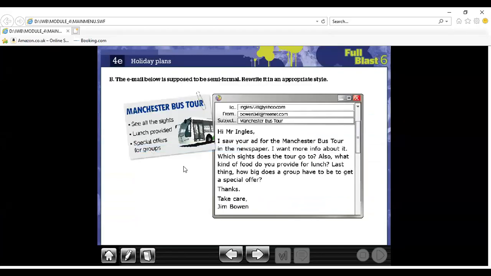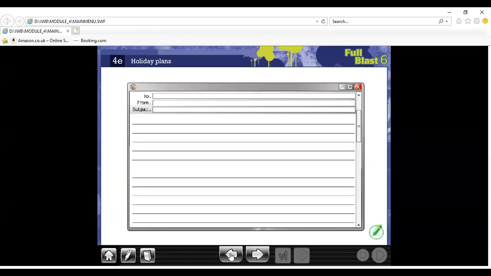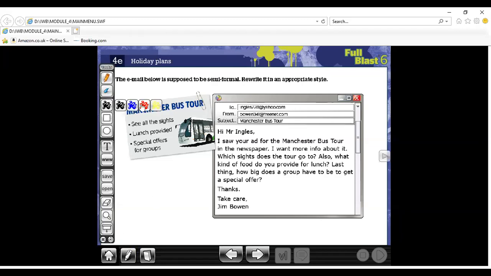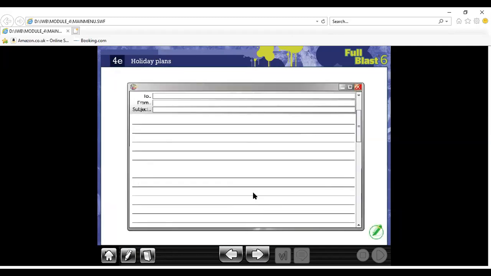Now, okay, this email. Look at it, read it carefully, and try to write your response. First, this is your homework, to read the email, to be semi-formal, use semi-formal, rewrite it in appropriate style. This is your homework. I wait your homework today, inshallah. Read this, and answer or write your email. Okay, guys?